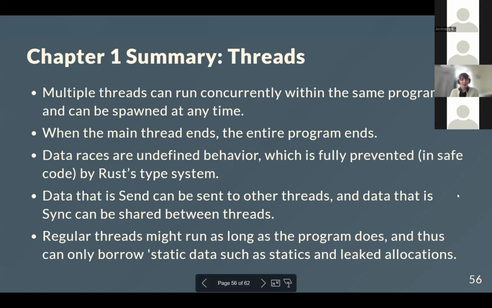Multiple threads can run concurrently within the same program and can be spawned at any time. When the main thread ends, the program ends. Data races are undefined behavior, which is prevented by Rust's type system. Data that is Send can be sent to other threads. Data that is Sync can be shared. Regular threads might run as long as the program does, and thus can only borrow static data, such as statics and leaked allocations.